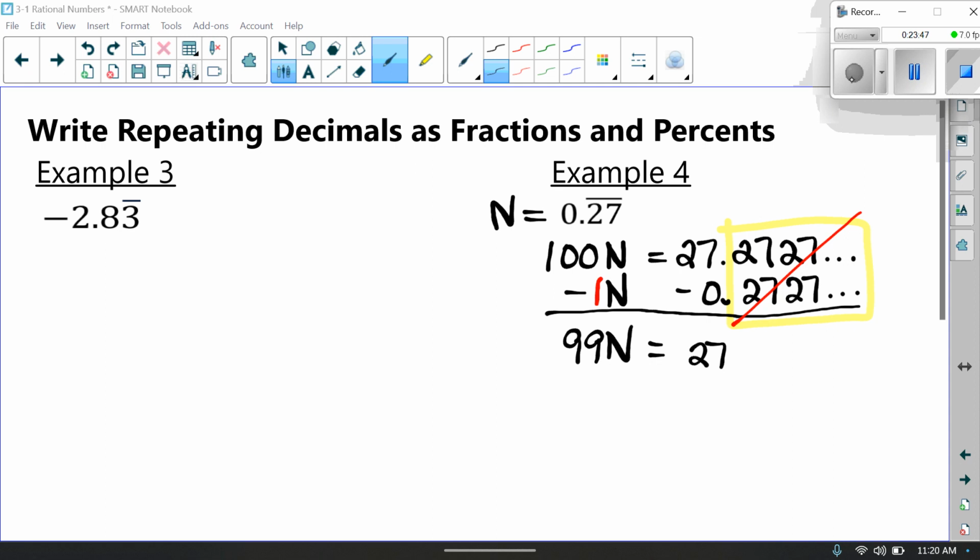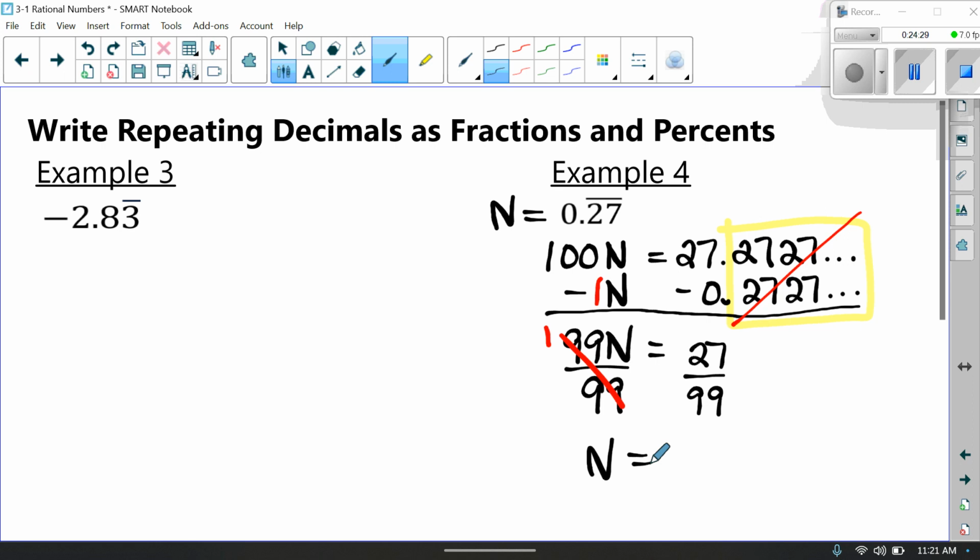How do I get the n by itself? If it says 99 times n, how do I get the n by itself? We're going to divide on both sides by 99. So 99 divided by 99 equals 1, right? So 1 times n is n. And then here we have 27 99ths, right?